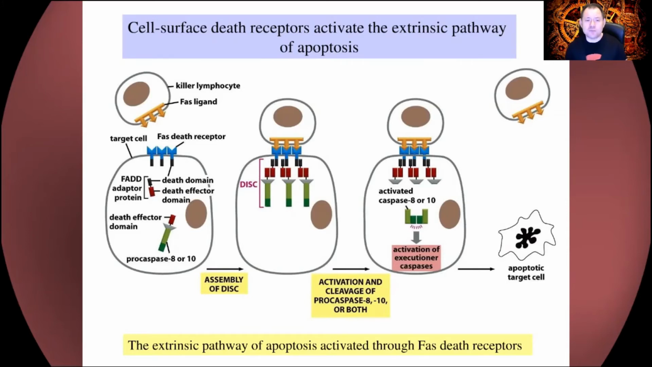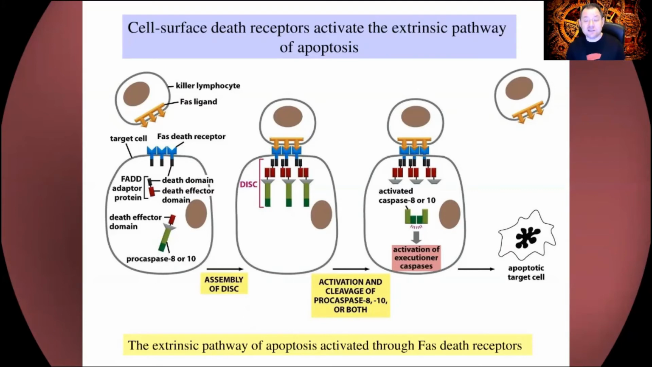So what we've done now is we've brought lots of procaspases together in this DISC. They're all stuck together. Now, when you bring procaspases close together, they react with each other, and the pro part is chopped off, meaning you go from a procaspase to an active caspase. So now we have activated initiator caspases, in this case, caspase 8 and 10. They will then activate the executioner caspases, which will then cause the cell to go into apoptosis, to shrink and to break apart.